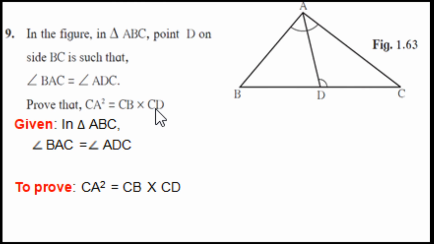Last question of this 1.3 practice set. Now we have given that in triangle ABC point D is on the BC such that angle BAC is equal to angle ADC. Then we have to prove that CA square is equal to CB into CD. So what is given, we are writing it. What is to be proved, we are also writing.